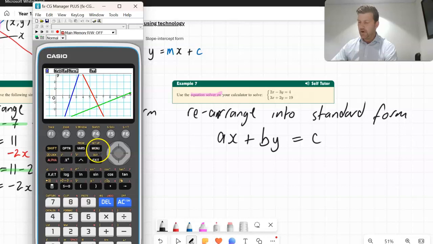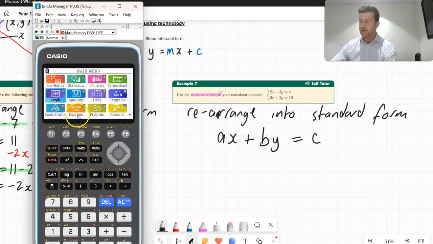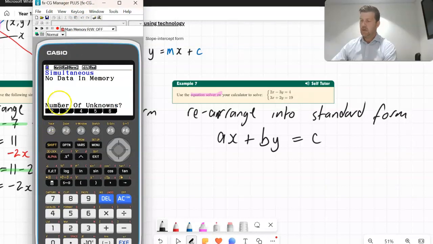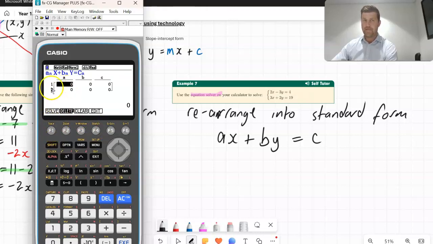So I'm going to get out of the graph function, go back to the main menu, and go to the equation function. We are solving simultaneous equations, so select F1. There are two unknowns, an x and a y, which corresponds to F1. Then for the first equation, I'm going to put in the values of A, B, and C. The value of A is 2. You execute. The value of B is -3. Remember, the term includes the symbol in front of it. And the value of C is 4.